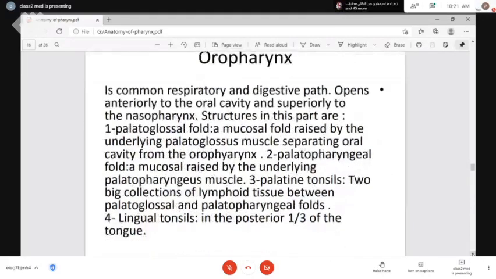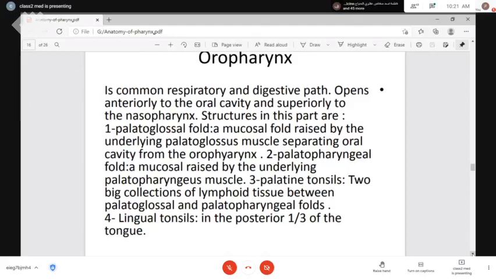The second part is called the oropharynx. It is a common respiratory and digestive pathway, open anteriorly to the oral cavity and superiorly to the nasopharynx. Structures in this part are, first, the palatoglossal fold, a mucosal fold raised by the underlying palatoglossus muscle, separating the oral cavity from the oropharynx.